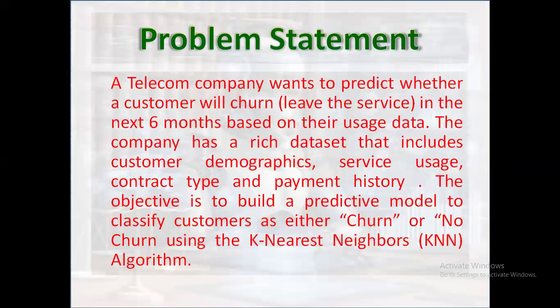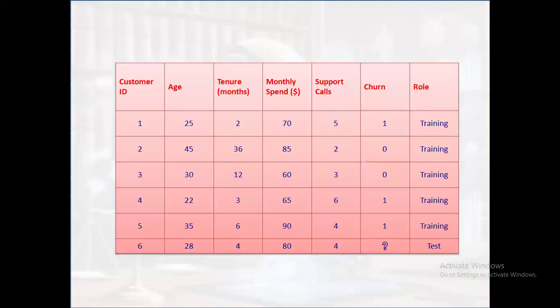We are using the K nearest neighbors, that is, the KNN algorithm, a simple yet powerful method that classifies new data points by comparing them to similar points in existing data. If most similar past customers left the service, the new customer is also likely to churn, and vice versa.